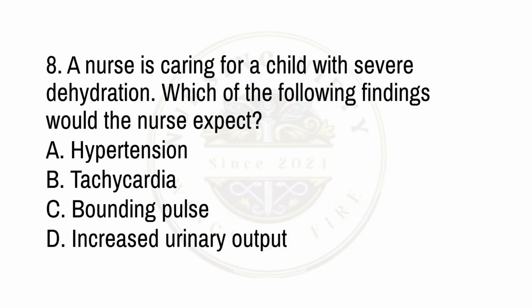Question number 8. A nurse is caring for a child with severe dehydration. Which of the following findings would the nurse expect? Options. Option A. Hypertension. B. Tachycardia. C. Bounding pulse. And D. Increased urinary output. So here the right answer is option B.